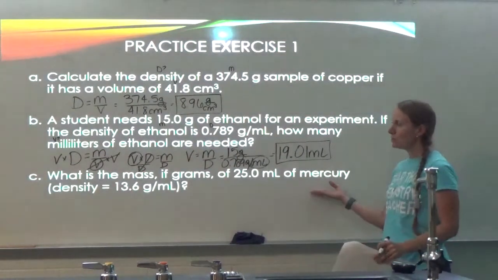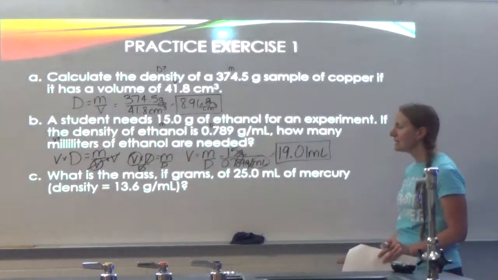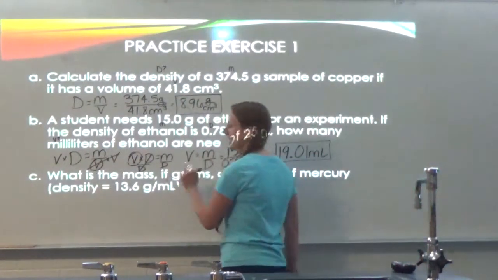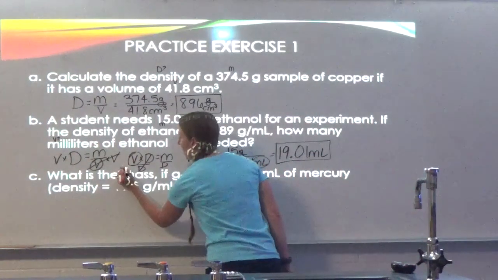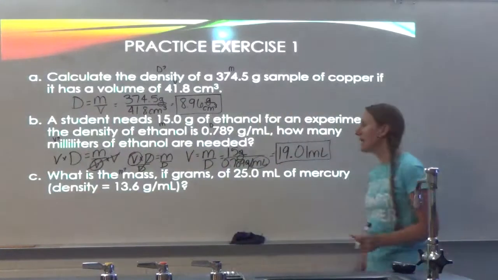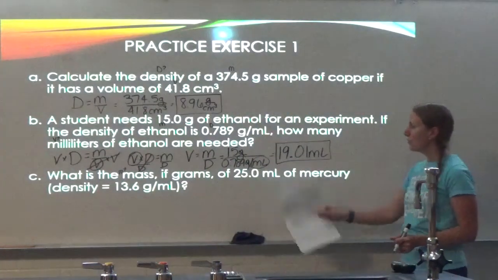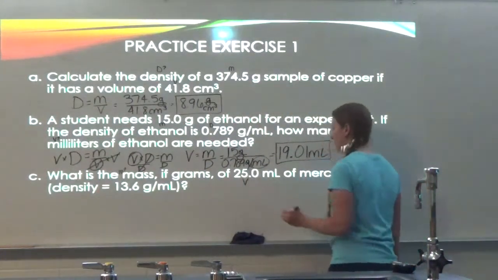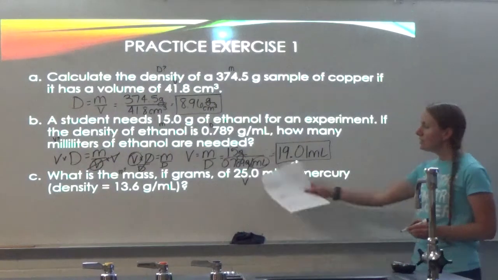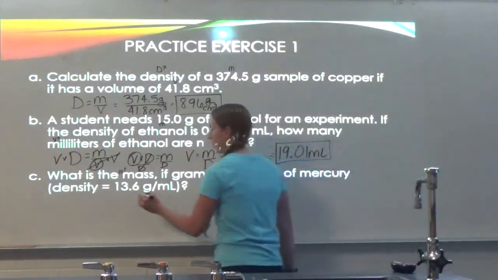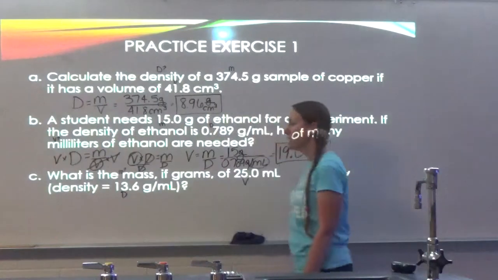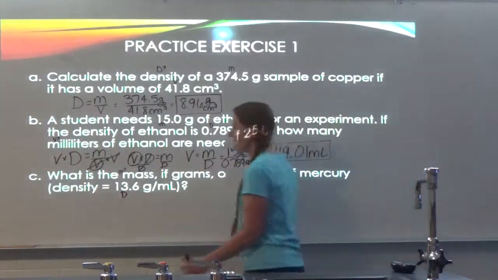All right, so our last one, it says, what is the mass? Oh, this should say in grams, not if grams. So I'm going to put mass question mark. What is the mass in grams of 25 milliliters, so that's my volume, of mercury if the density is 13.6 grams per milliliter? So there's my density. Okay, so this time I'm just solving for mass.